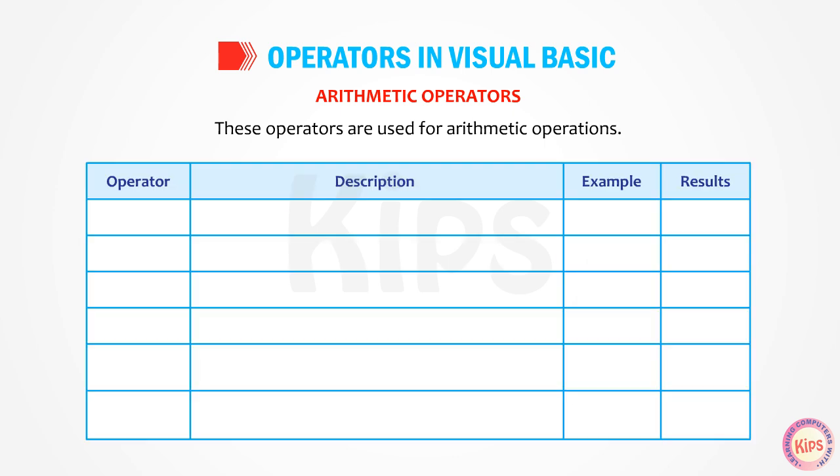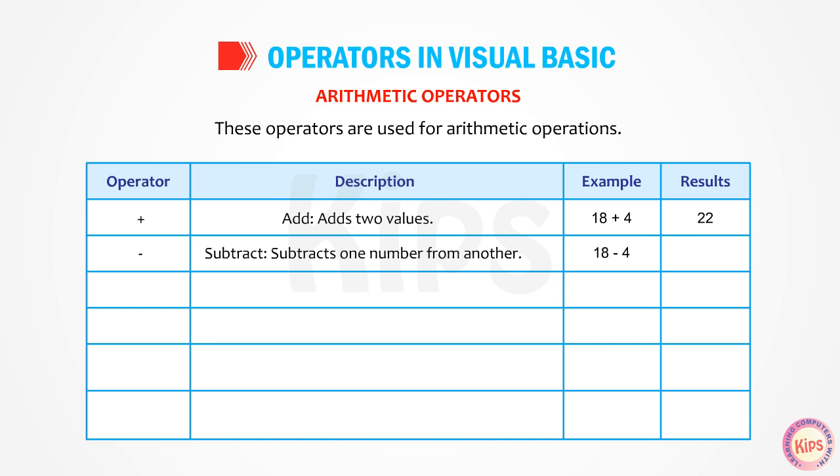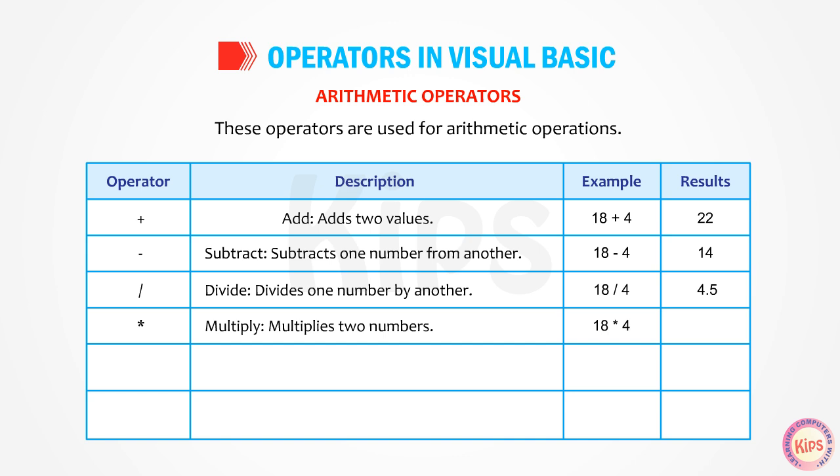Operator, description, example, result. Operator plus, description: adds two values. Example: 18 + 4. Result: 22. Minus subtracts one number from another. 18 - 4 gives 14. Divide divides one number by another. 18 / 4 gives 4.5. Multiply multiplies two numbers. 18 * 4 gives 72.